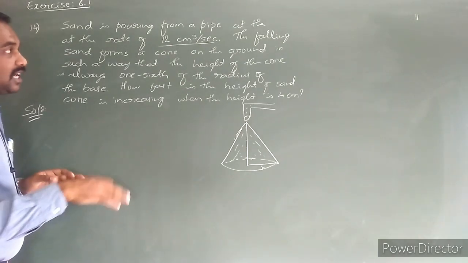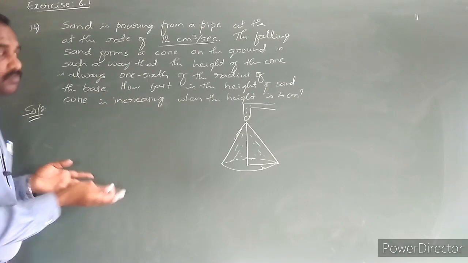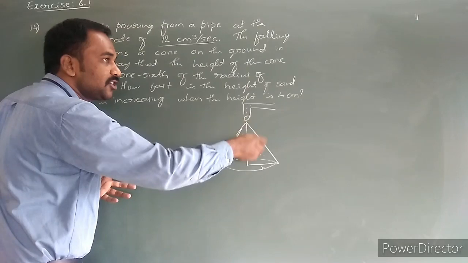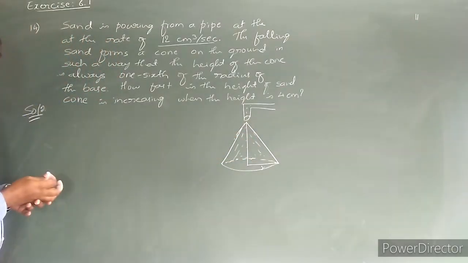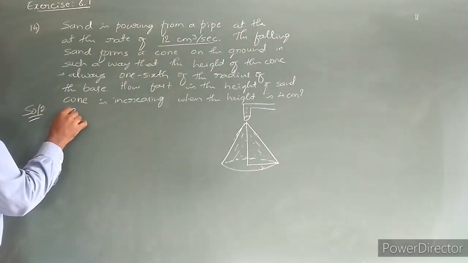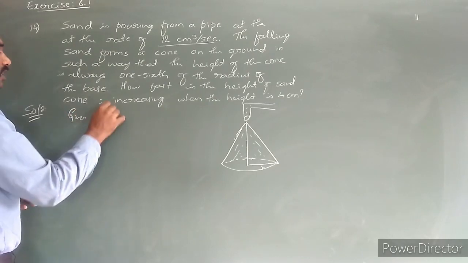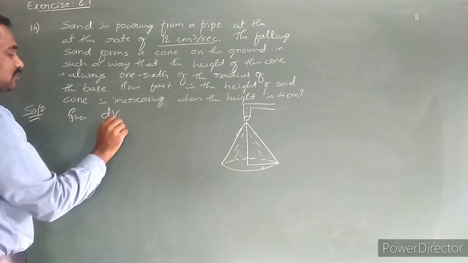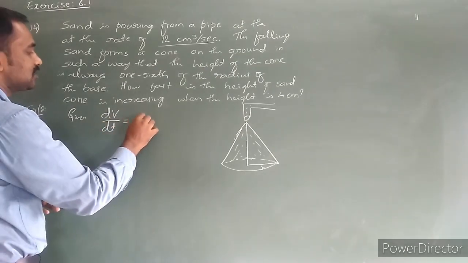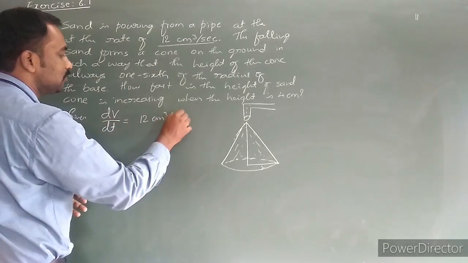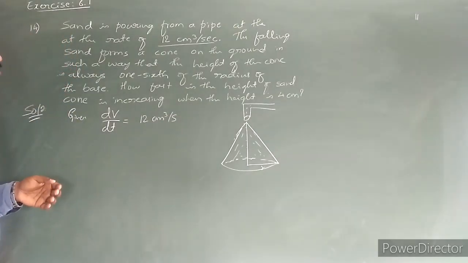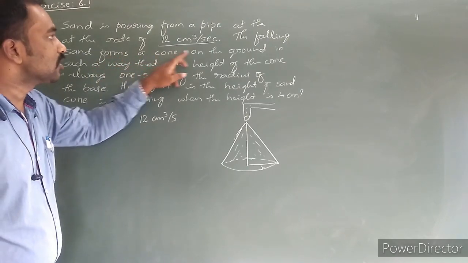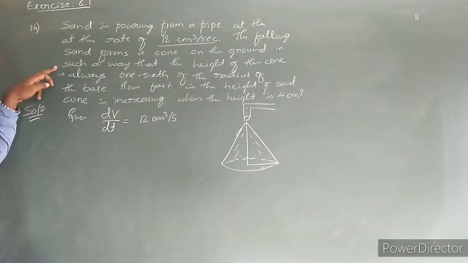Centimeter cube per second, that cube is nothing but volume. Whenever sand forms a cone, the rate of change of the volume of the cone is given. That is the rate of change of volume with respect to what? Per second, that is with respect to time. dV by dt is equal to 12 centimeter cube per second. The value is given.